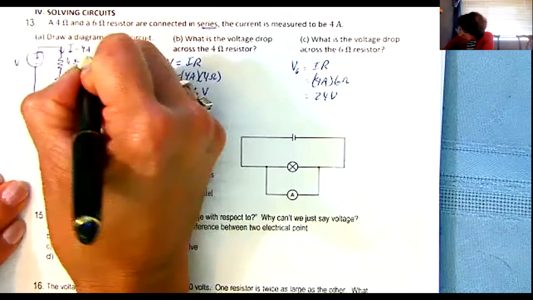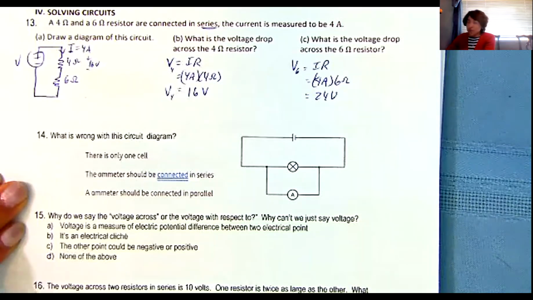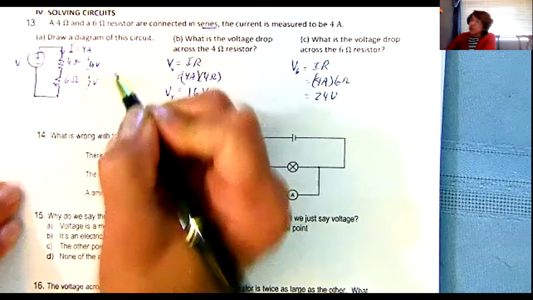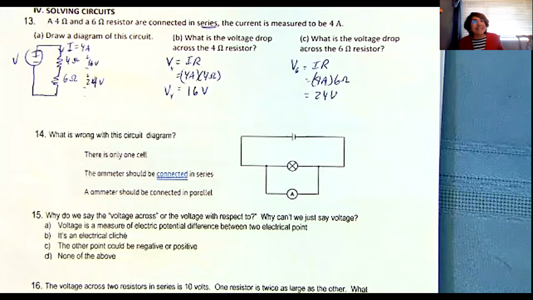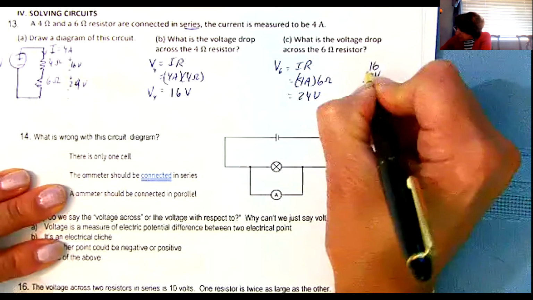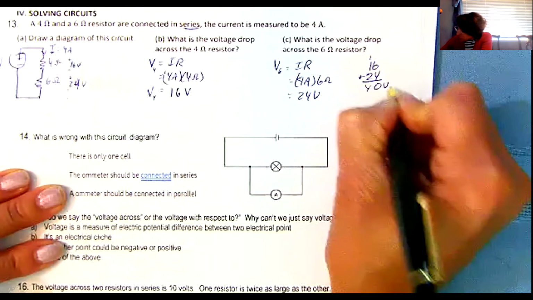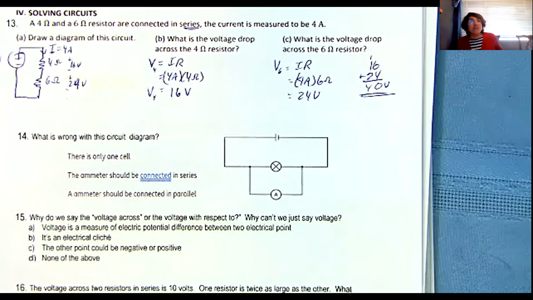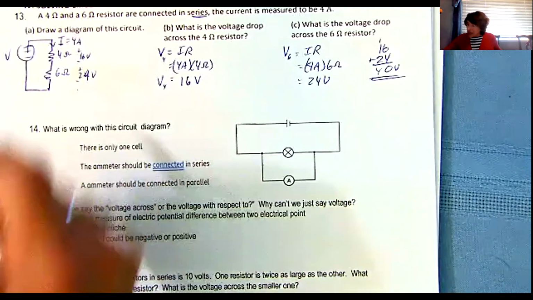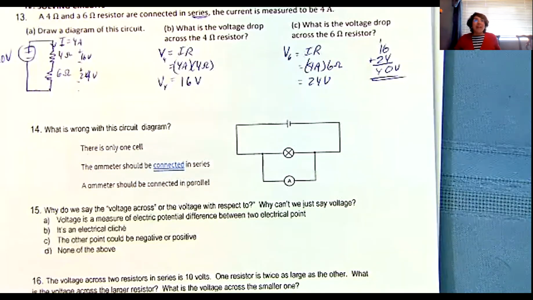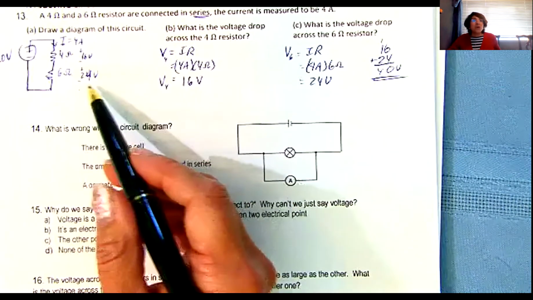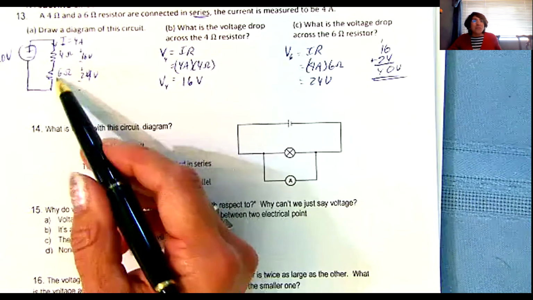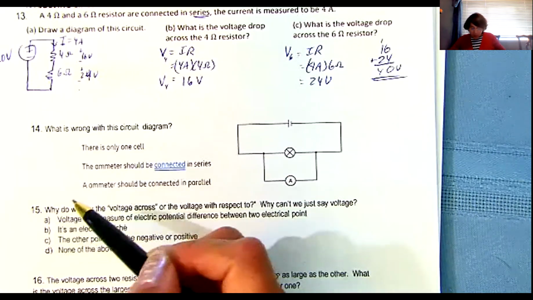So tell me, how much voltage must this battery have? If this one has 16 volts right there, and this one has 24 volts, how much must be the battery? Am I supposed to add them up? Yes, ma'am. Muy bien. There you go. 40 volts. So that must be a big old power supply of 40 volts. And 16 of it is being used up by this 4 ohm resistor, and 24 volts is being used up by this resistor. Okay, muy bien.